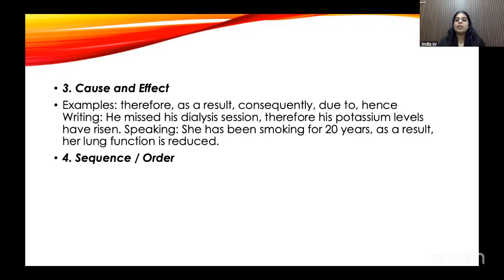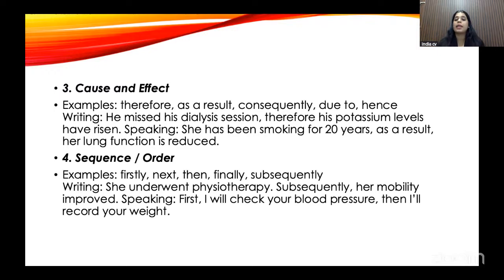Moving ahead, suppose I have things that are happening one after the other. So I want to show a sequence of things taking place. Here I can use words like firstly, next, then, finally, subsequently. So in writing, I can say that she underwent physiotherapy. Next action, subsequently, her mobility improved. So I'm showing you the timeline that first she underwent physiotherapy, subsequently, her mobility has improved.